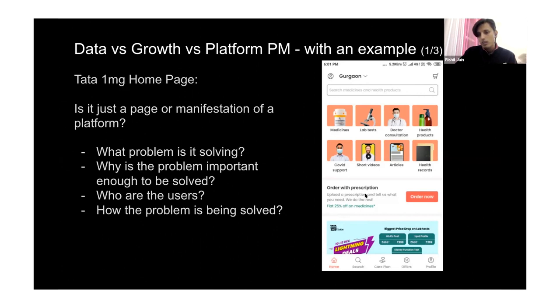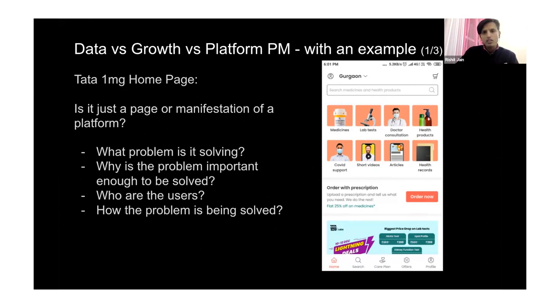Now, if you look at this page from the perspective of, can I personalize this page, based on the historical behavior of a person, whether they've taken medicines for a chronic disease or an acute disease, or let's say Ayurveda products versus homeopathy products, you can look at this page as a data product problem, where can you showcase relevant content and relevant widgets on this page.